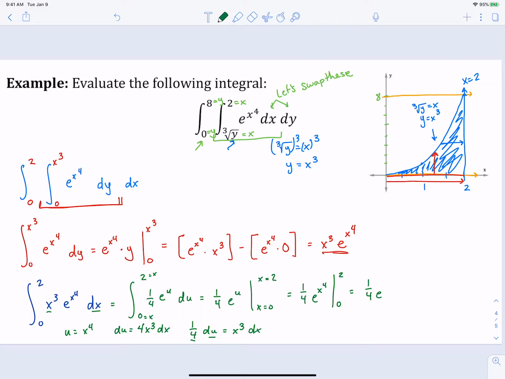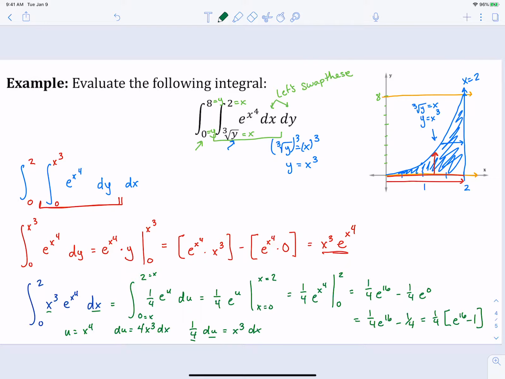So again, now we just have to plug those numbers in. 2 to the 4th power, that is 16. So we get 1/4 e to the 16 minus 1/4 e to the 0. Anything to the 0 power is 1. So we get 1/4 e to the 16 minus 1/4. Or sometimes people will factor out that 1/4. I don't really care either way. It's kind of up to you. But there is our volume under that surface.